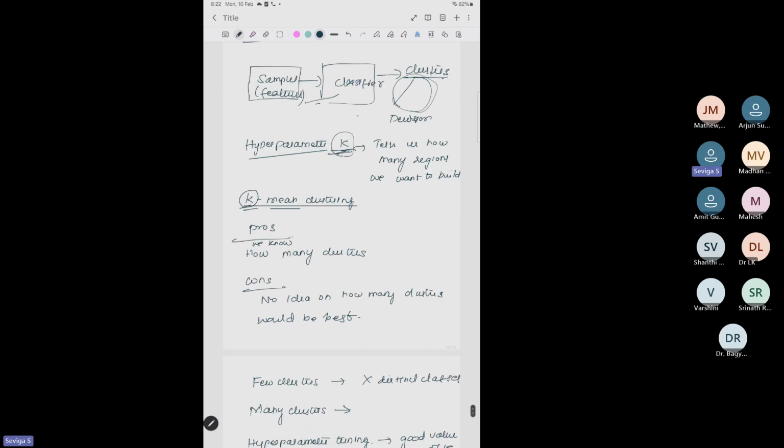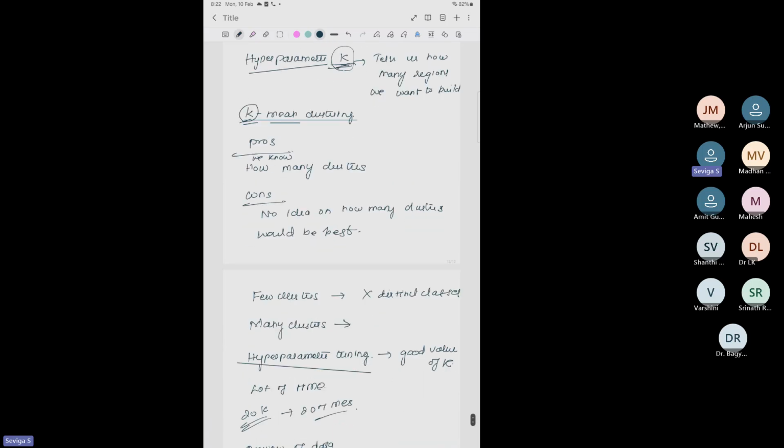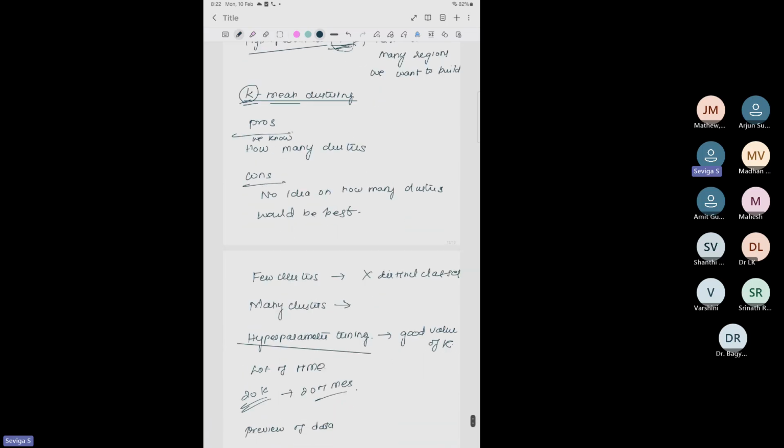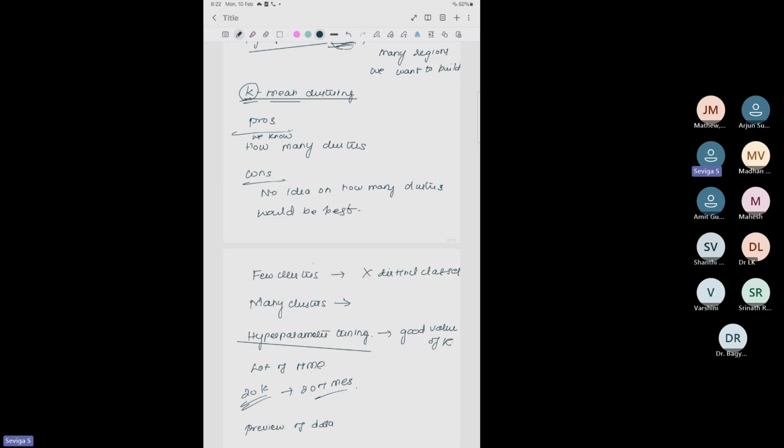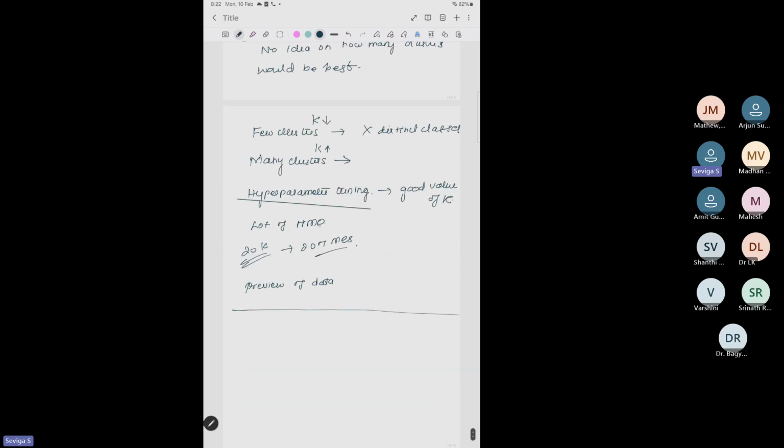There is one technique called k-means clustering. And we saw the problem of having a small number of clusters. If the k value is less, what is the problem? If the k value is more, what is the problem? So the best thing is to have a preview of the data so that with intuition we can find the best number of k, which will work out for our problem.